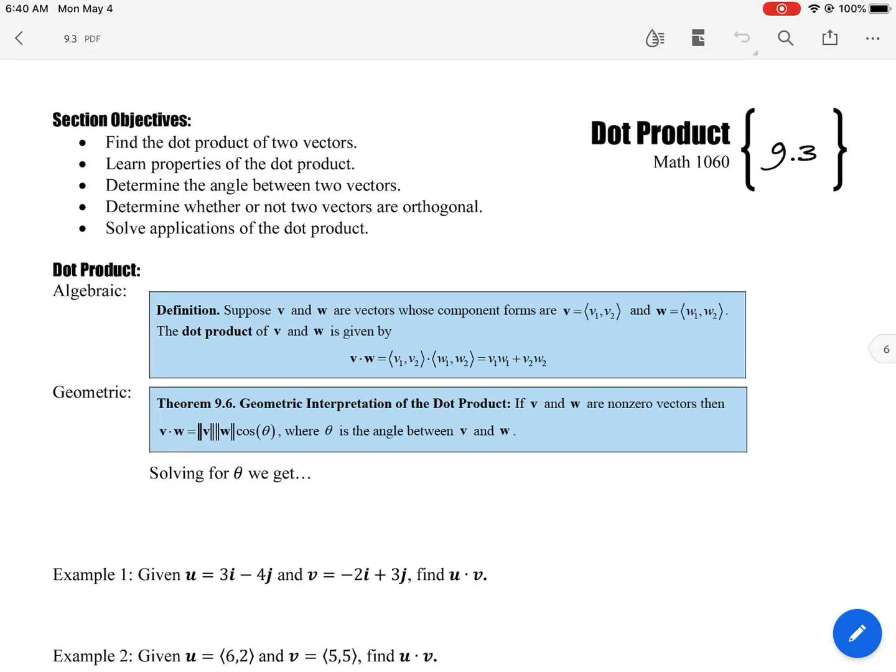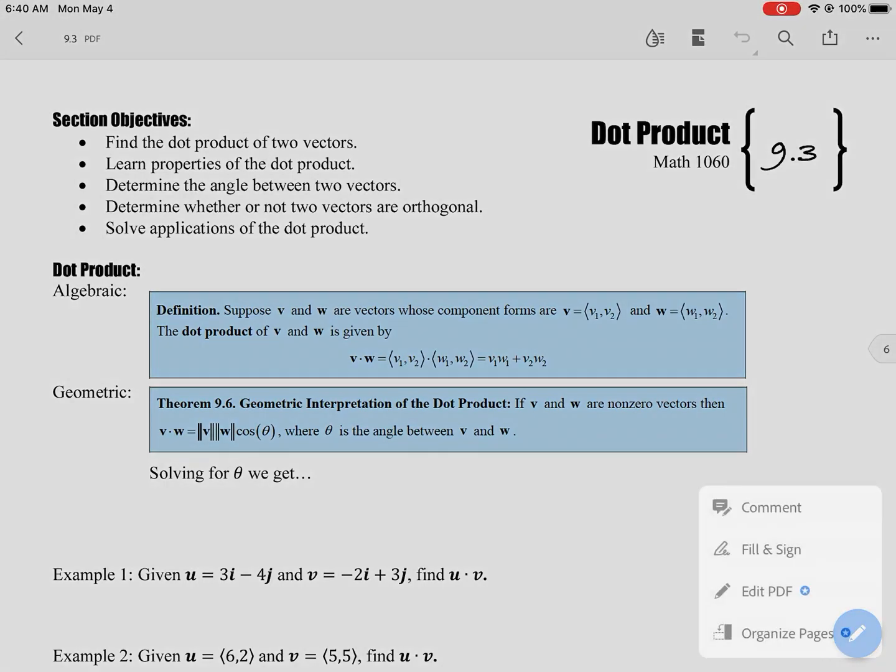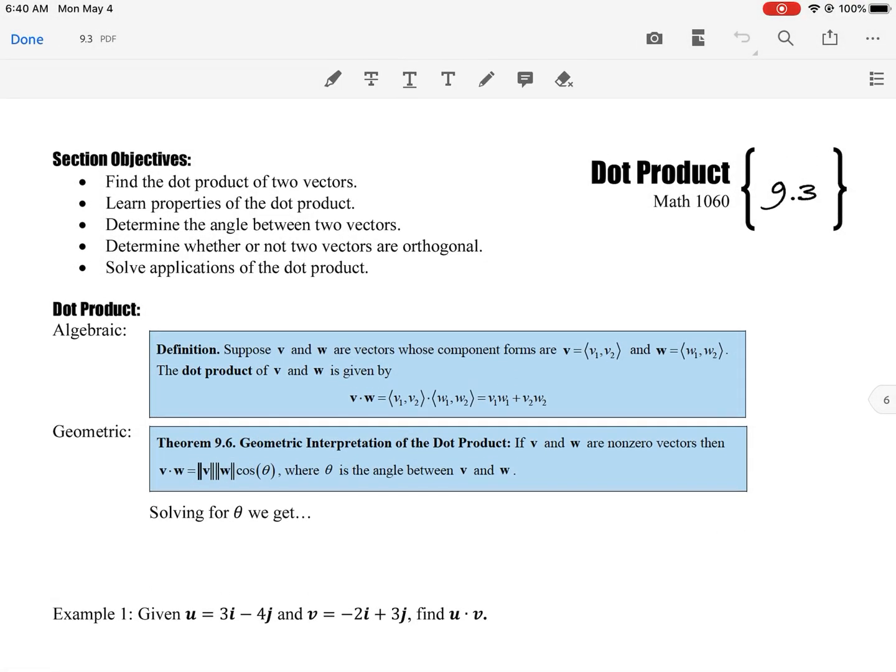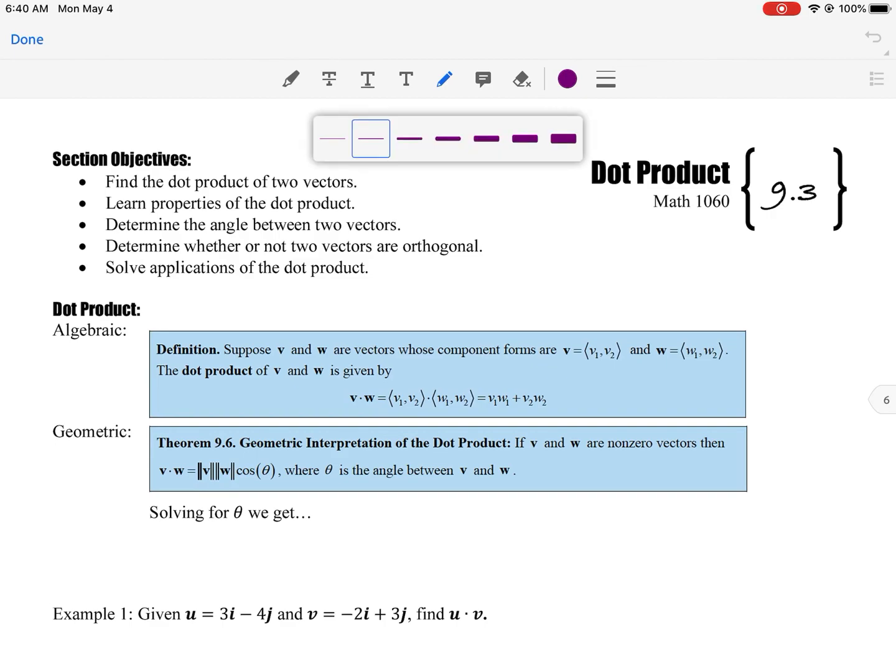All right, today we're going to talk about dot products. There are two representations of dot products. You can have an algebraic representation, which, if we look at the equation here, is simply multiplying the two vectors, and that's the dot product. We multiply the x components and add that to the product of the y components.